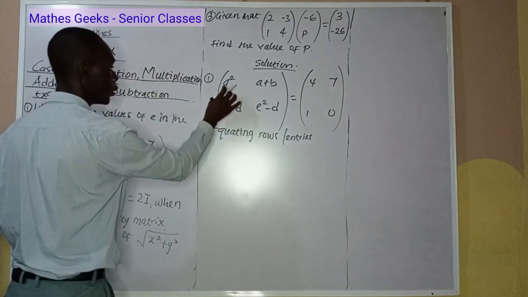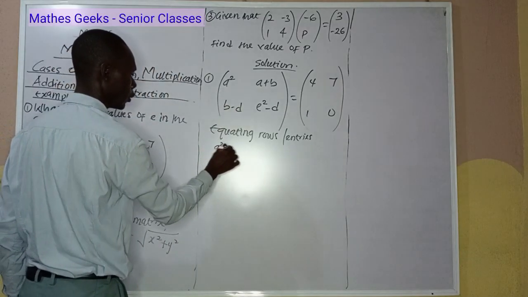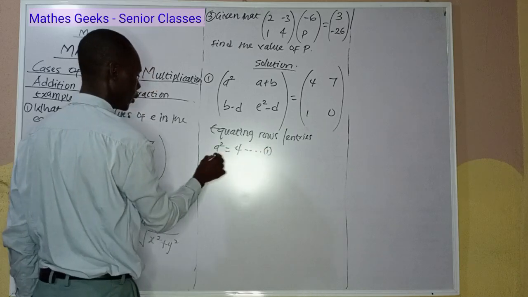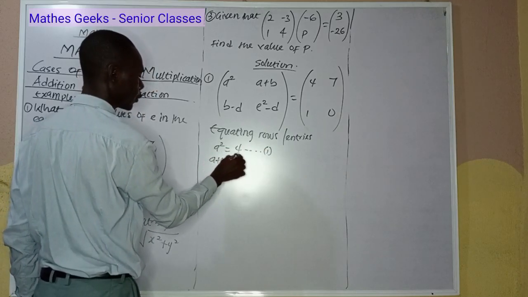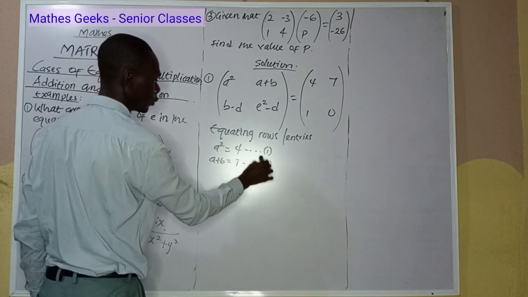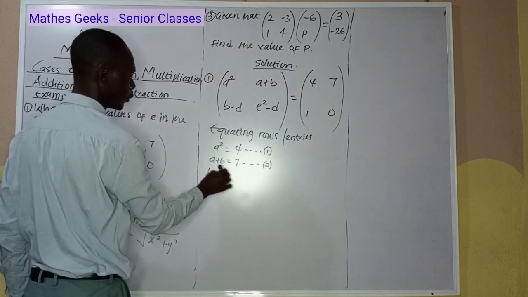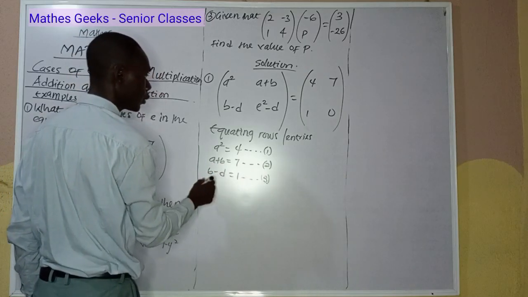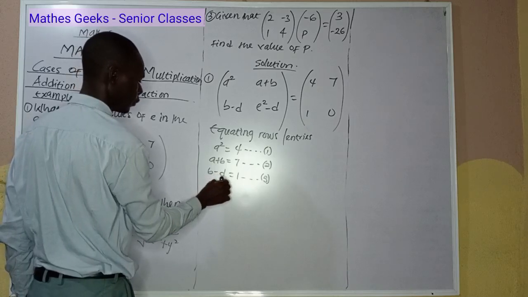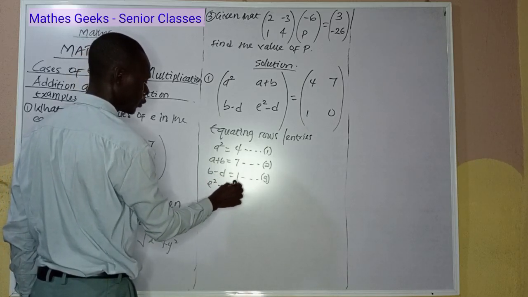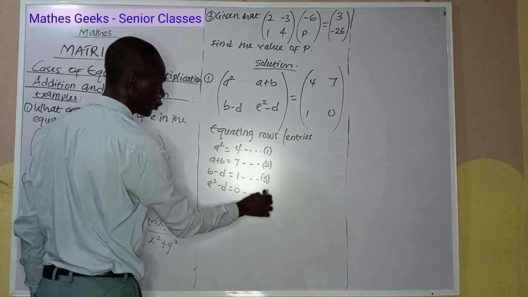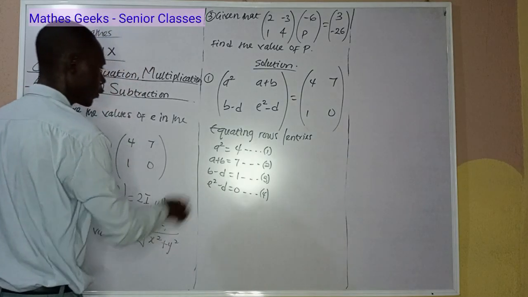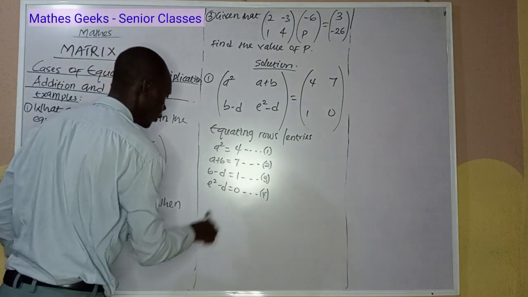We're going to have a squared equals 4. Let's call this equation 1. a plus b is equal to 7, equation 2. b minus d is equal to 1, equation 3. e squared minus d is equal to 0, equation 4. So let's start with equation 1 to get the value of a.